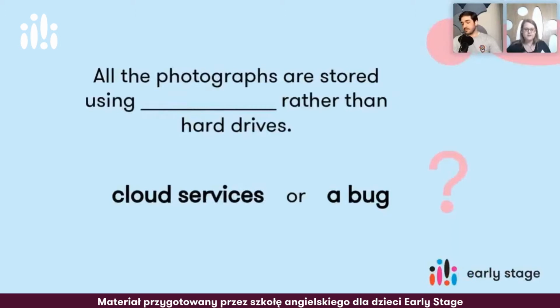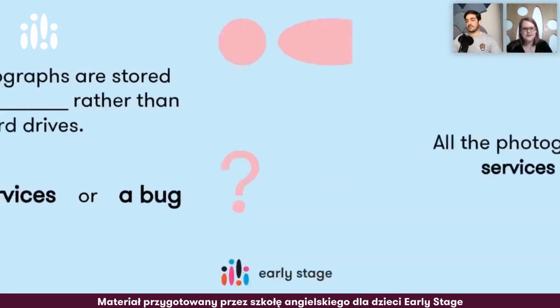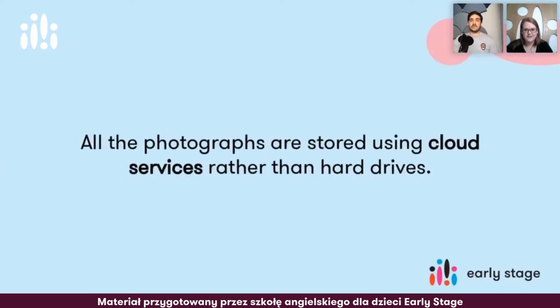The first question is, generally the task is to pick one of the two options and fill in the gap. So the first sentence is, all the photographs are stored using rather than hard drives. What do you think that is? Is it cloud services? Oh, or is it a bug? What do you think? Okay, I have an answer from Mateusz. Cloud services, very good. Let's see the next one. That is the correct answer that you see over here.